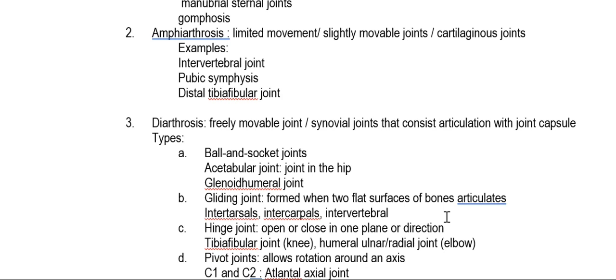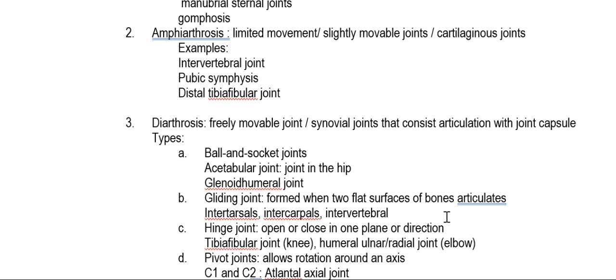Intertarsals, 'di ba? Before you're going to have the interphalangeal, so we also have your intertarsals. And intercarpals also in your arm or your hand. And intervertebral in your vertebrae. And next is your hinge joints. Just like open or close in one plane or direction. Just like the door hinge, 'di ba? Hinge joint. So we have here your tibiofemoral joint or the knee joint.